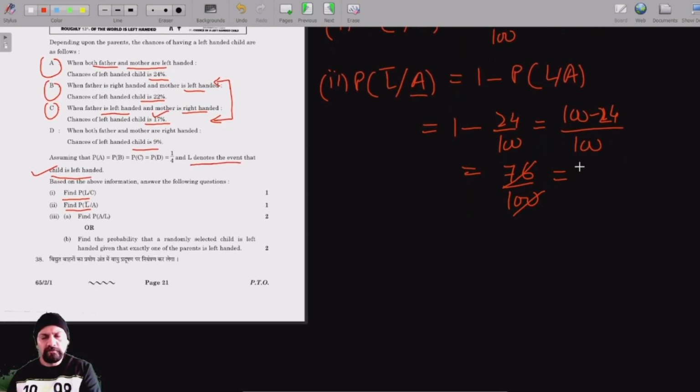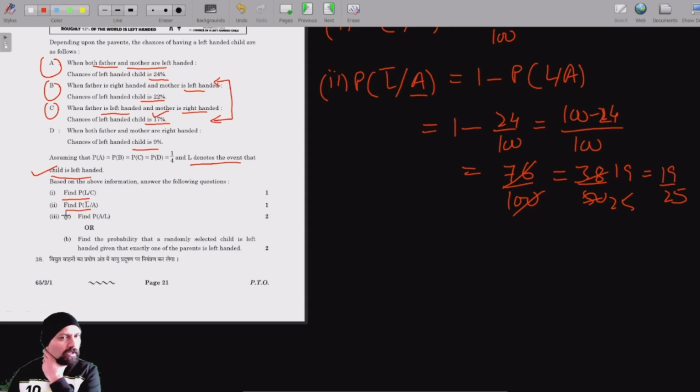So you can reduce it. So this is 2 3s are 6, and 50, and 25, and 19. So this is 19 by 25, which can be the probability.